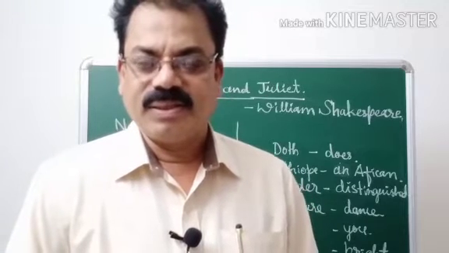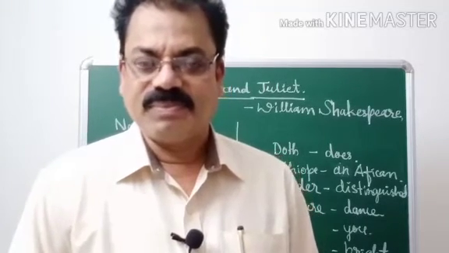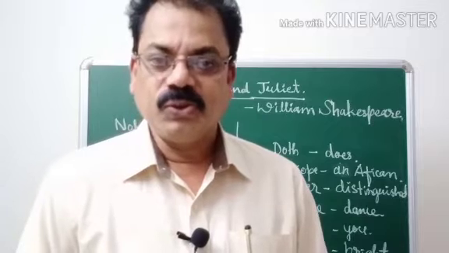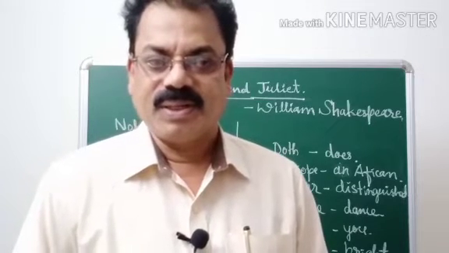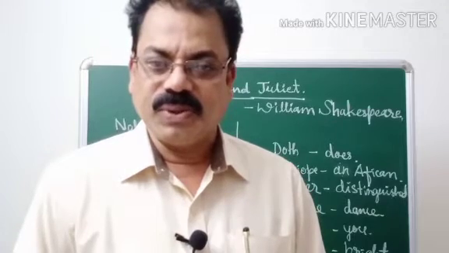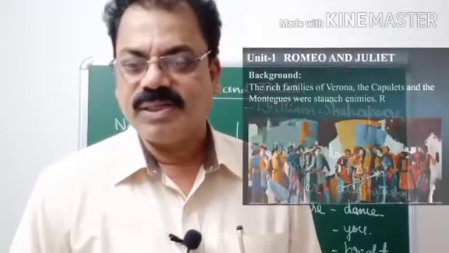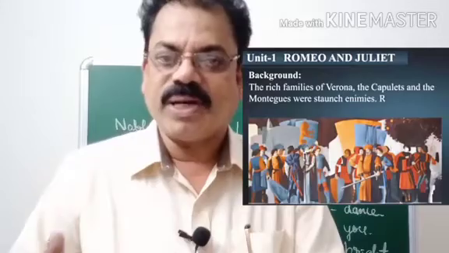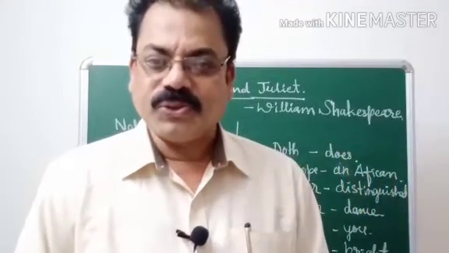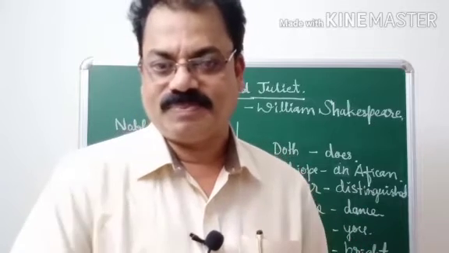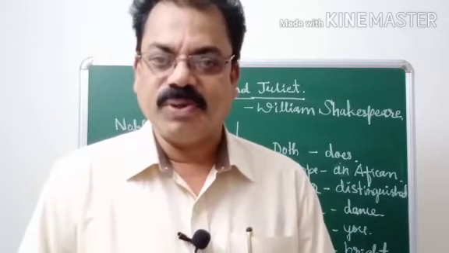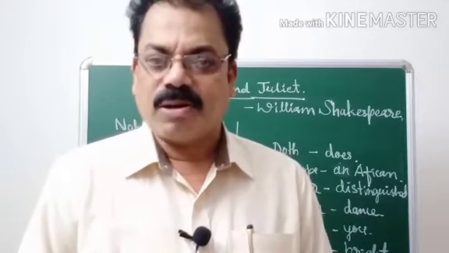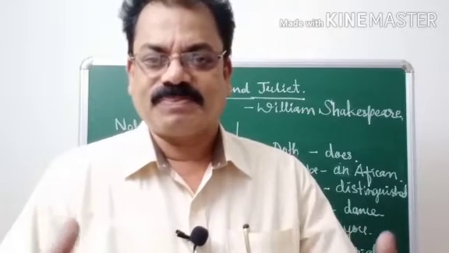The present tragedy, Romeo and Juliet, is the story of two young lovers. There were two noble and rich families in Verona city, the Montagus and the Capulets. Romeo belonged to Montagu family and Juliet belonged to the Capulets family. These two families are sworn enemies.